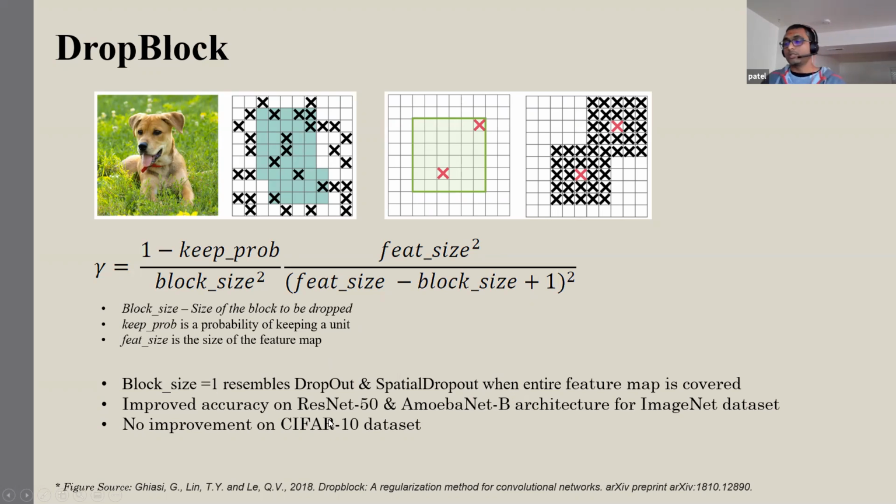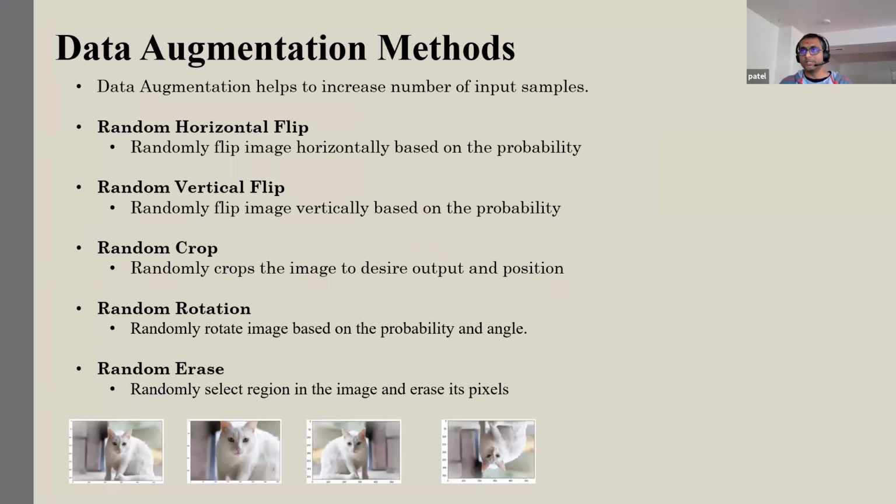This improved accuracy on ResNet-50, the latest state of the art architecture, but it did not show any improvement on CIFAR-10, which is obvious, because if you increase the block size, it will just block the entire image and it will not come up with anything else. And if you keep a smaller block size and a lower probability, it will turn into overfitting. So that's one of the problems with DropBlock when using it on a small dataset. Now, what is a data augmentation method?